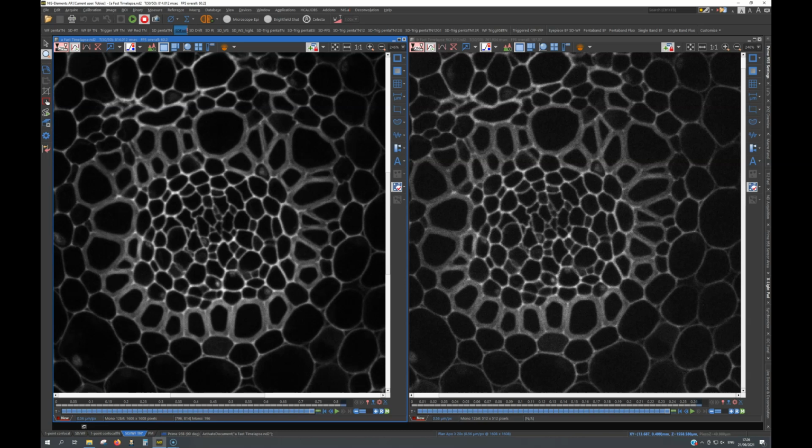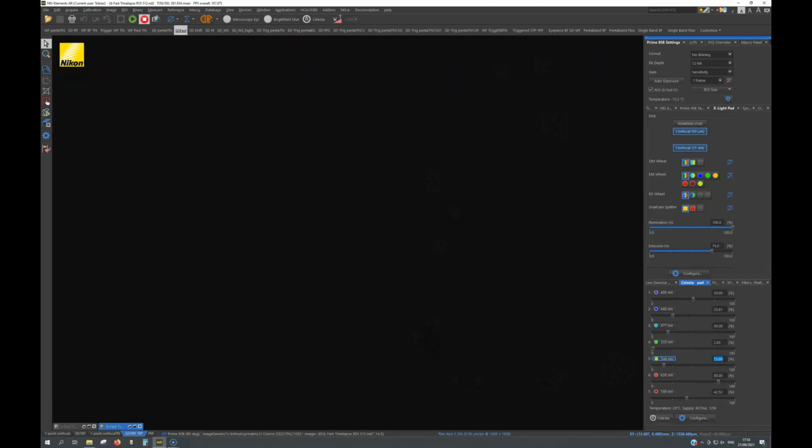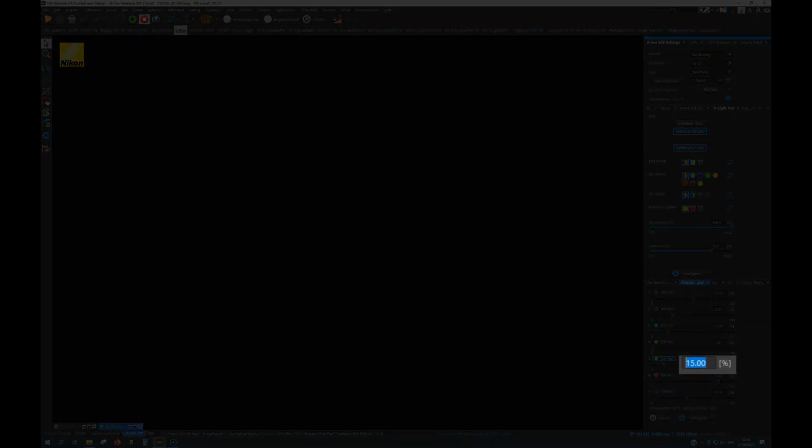To counteract the loss of quality, we could try and increase the power of our excitation light. As long as we do not saturate the fluorophores, we would increase the emission of them by increasing the excitation light power. We will test and increase the laser power from 15 to 45%.